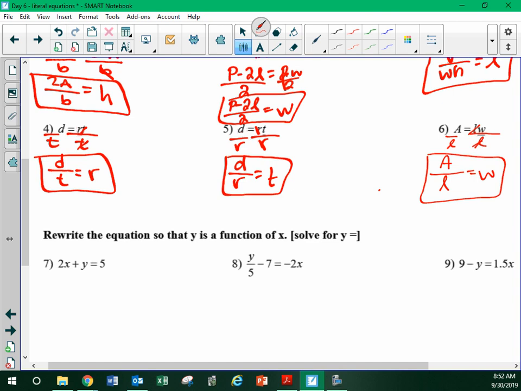That's right. So there's not really a whole lot we do with these problems here, right? We just divide or add, subtract, or multiply to get rid of our letters.